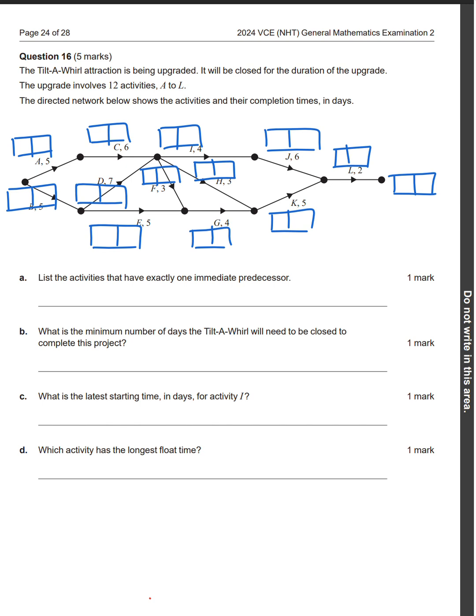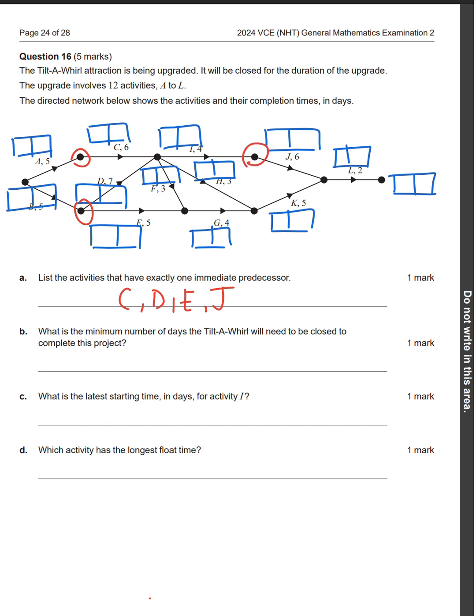All right, which activities have exactly one immediate predecessor? So C has one immediate predecessor. D and E both have one immediate predecessor. And L does not. And J does.